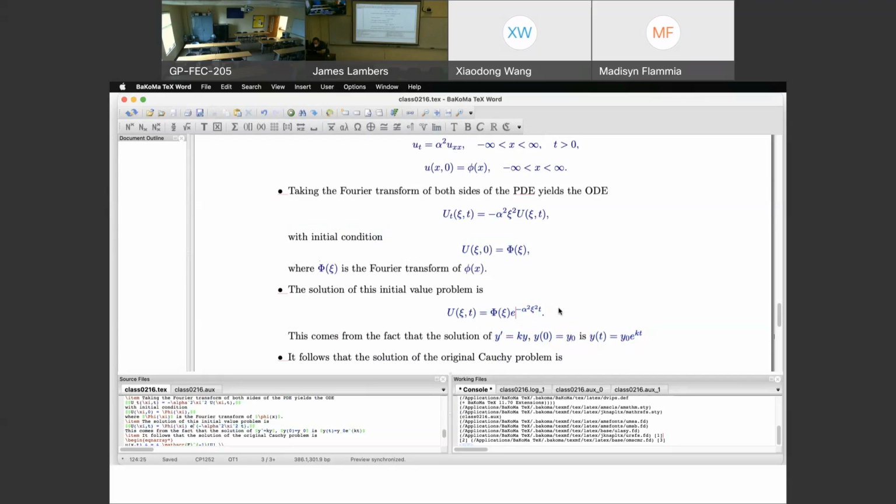Are there questions up to this point? The only thing left is to take the inverse transform of this, and then we'll have our solution.